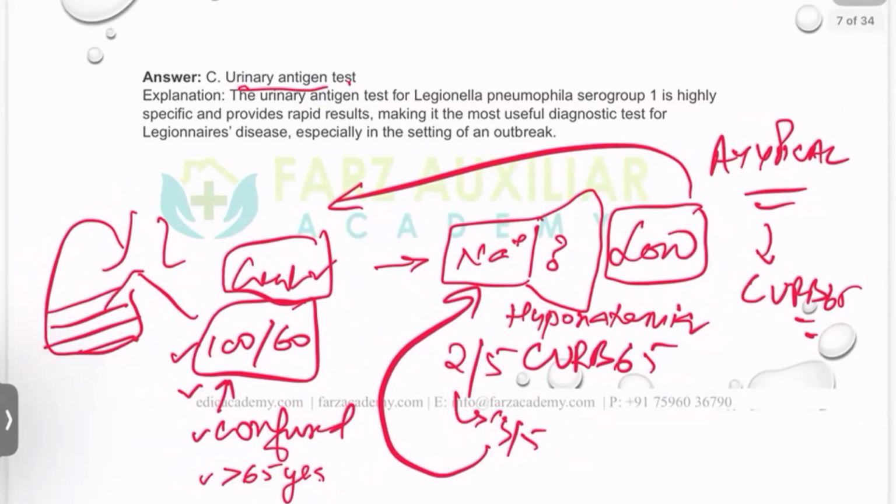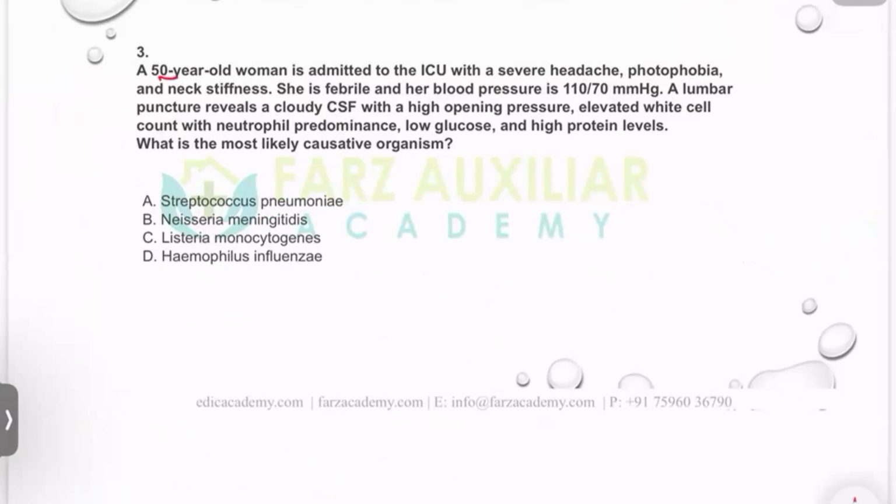Is that clear? Okay. Clear. Next question. Yes. A 50-year-old woman.